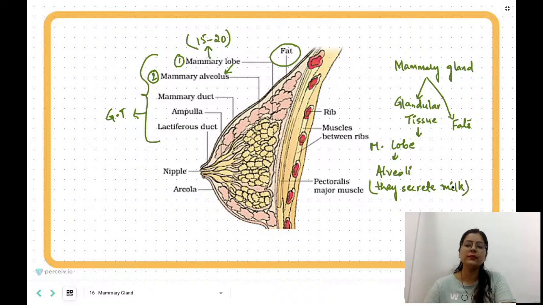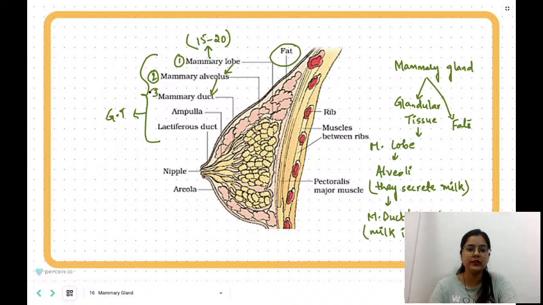All right. Now, if the milk is secreted, then it has to be stored at some place. So the storage organ for this milk is basically the duct part. So then comes the mammary duct, or you can say the mammary tubules. Both can be said. This is where the milk is actually stored. Clear? Now, these mammary ducts or mammary tubules ultimately lead to the fourth component, which is our mammary ampulla.